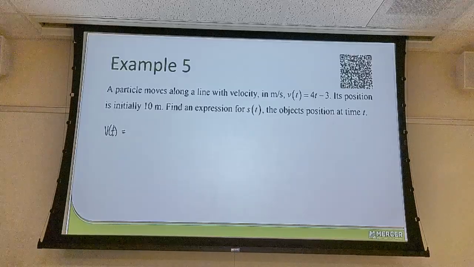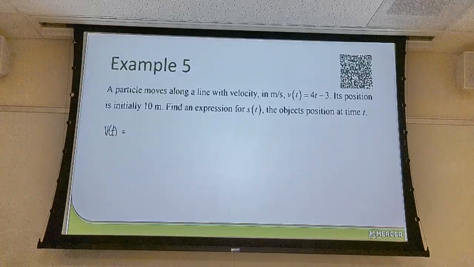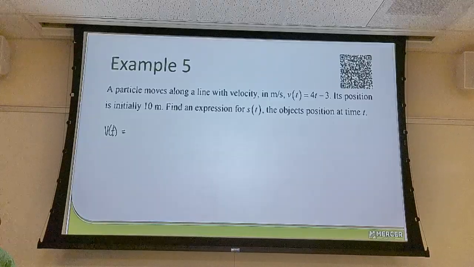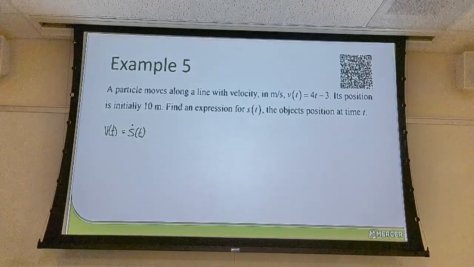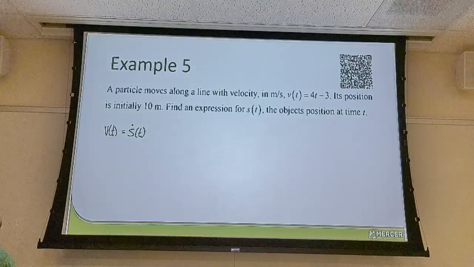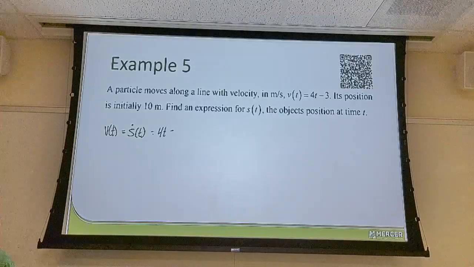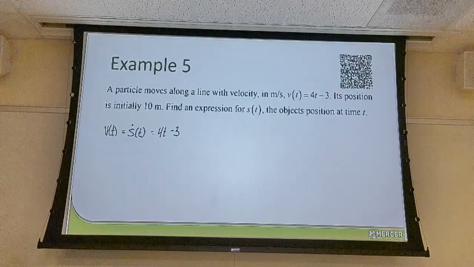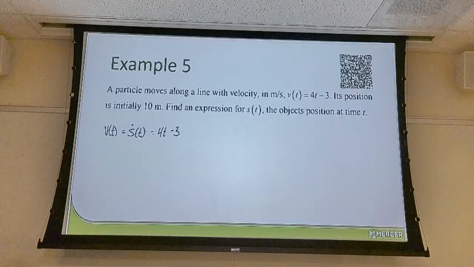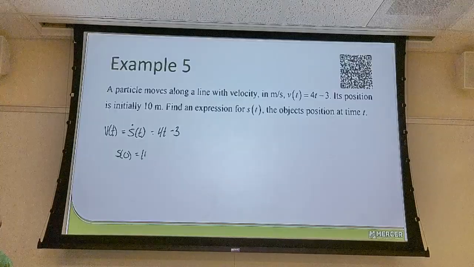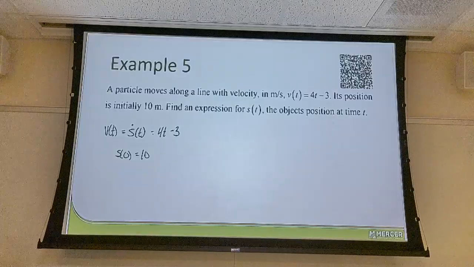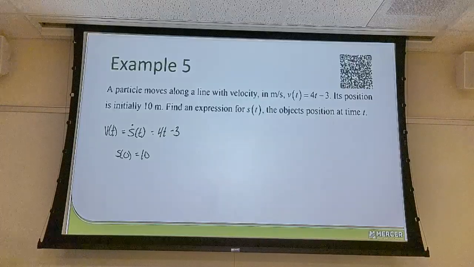What is velocity? It's just change in position with respect to time, right? What are we given? Position, initial. Which means what? S of what? S of 0. And what is it? 10 meters. There's your IVP. That's all.